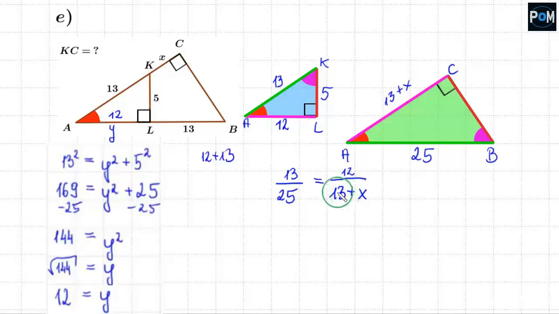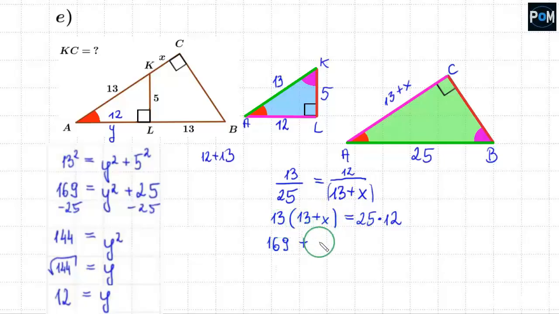I have the proportion. I can cross multiply here then. I'll start from this diagonal. 13 multiplied. This is addition, so I need to put it in parentheses. It will be 13 times (13 plus x) equals 25 times 12. 13 times 13 is 169. 13 times x is 13 x's. On this side, 25 times 12 gives me a result of 300. I don't want this 169 here, so I subtract 169 from this side and subtract 169 from that side. I will get that 13x will equal 131.